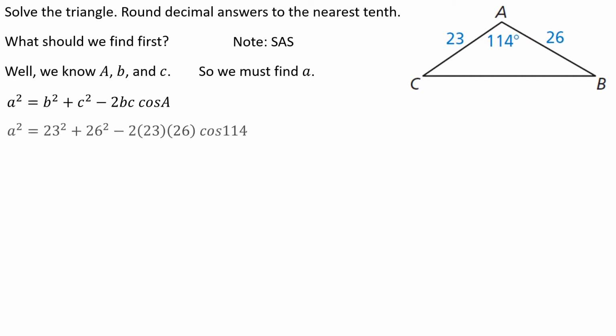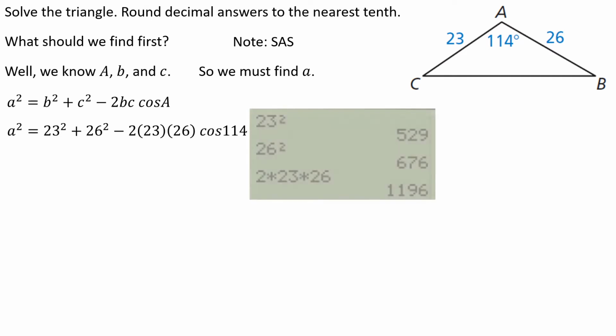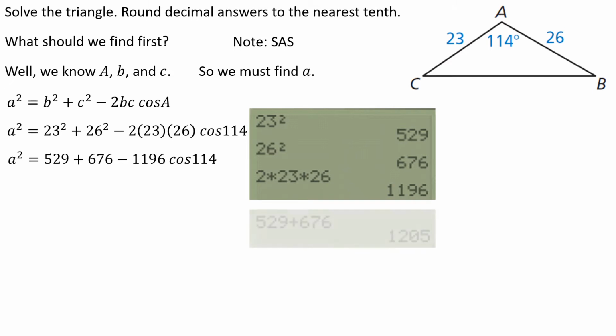All right, plug in the values I know. Let's do the squaring and the multiplying using a calculator if need be. Now, combine like terms. I can add two of those numbers together, but now I've got no more like terms. All right, notice I'm not going to try to do 1,205 subtract 1,196, right? Those are not like terms.